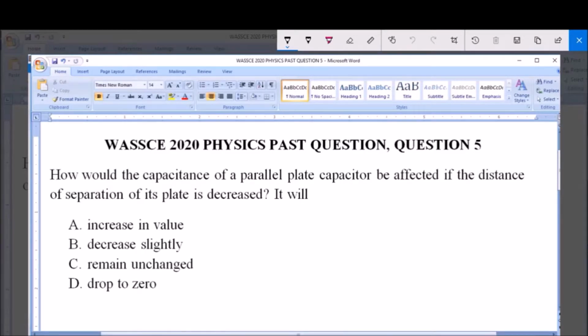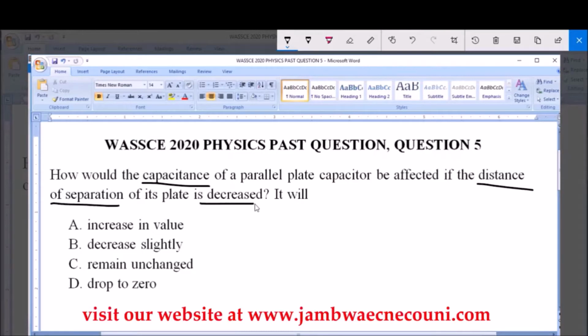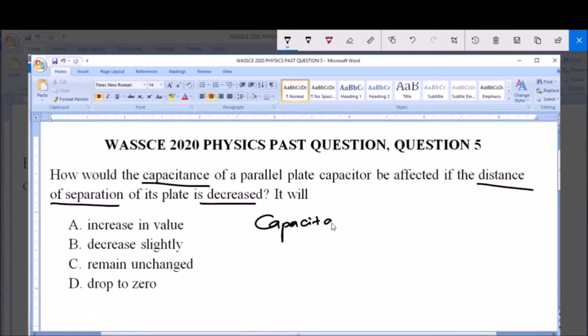How would the capacitance of a parallel plate capacitor be affected if the distance of separation of its plates is decreased? It will A, increase in value, B, decrease slightly, C, remain unchanged, and D, drop to zero. Now we're asked to describe how the capacitance of a parallel plate capacitor will be affected if the distance of separation between its plates is decreased. The capacitance of a parallel plate capacitor is inversely proportional to the distance of separation between the plates.